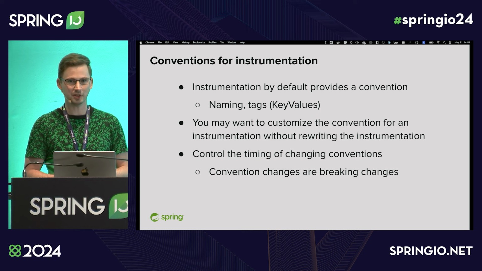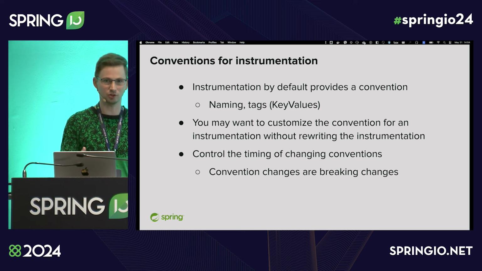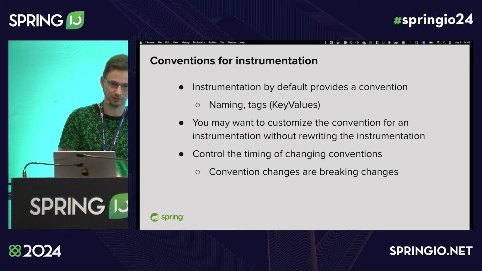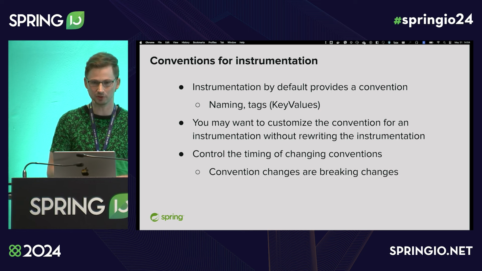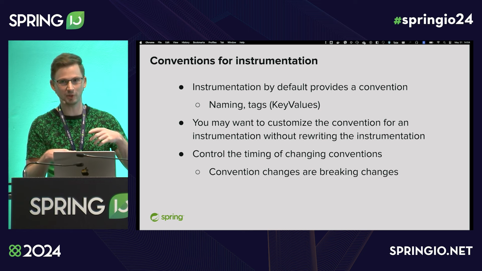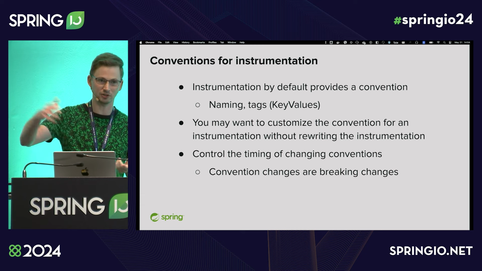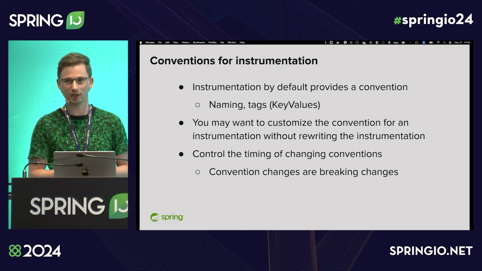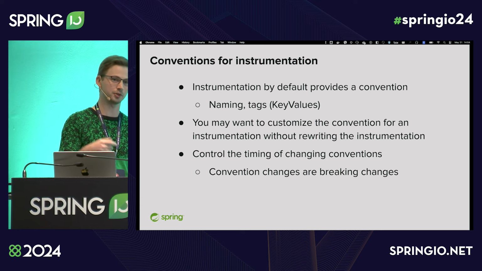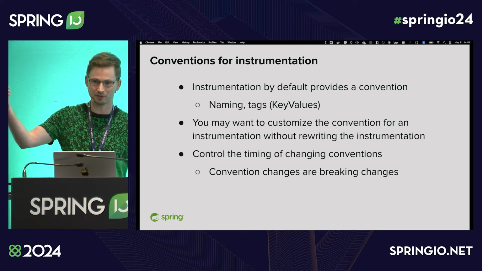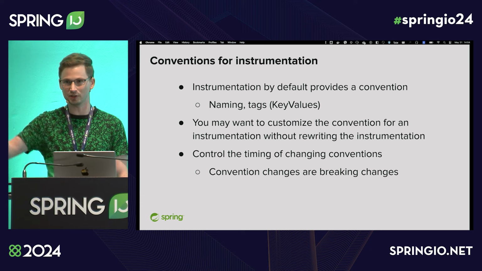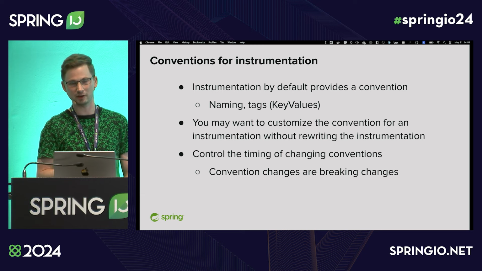And also, maybe the conventions that you use in your organization change over time. Maybe you want to realign things when you introduce something new or switch to some new convention. But you need to be able to control the timing of this. You don't just want the instrumentation you're using to change suddenly, because that's a breaking change. If you have metrics dashboards or you have alerts that are expecting a certain name to be there, and then that name changes when you upgrade versions, everything's going to be broken, right?